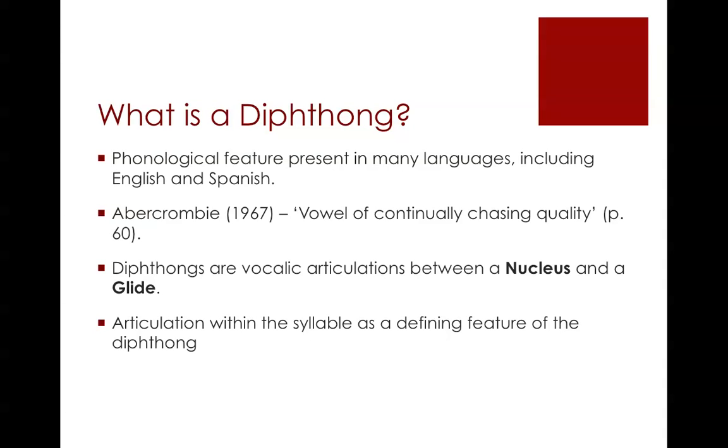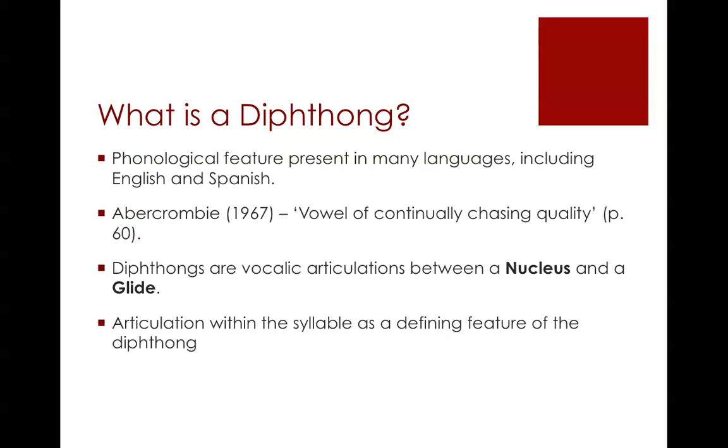A diphthong is a phonological feature that is present in many languages, including English and Spanish. Abercrombie, in 1967, defined it as a vowel of a continually changing quality. A diphthong is a vocalic articulation between a nucleus and a glide, or a glide and a nucleus. In some languages, the order can change from nucleus-glide to glide-nucleus. We will see how this works in the comparison between the two languages later.